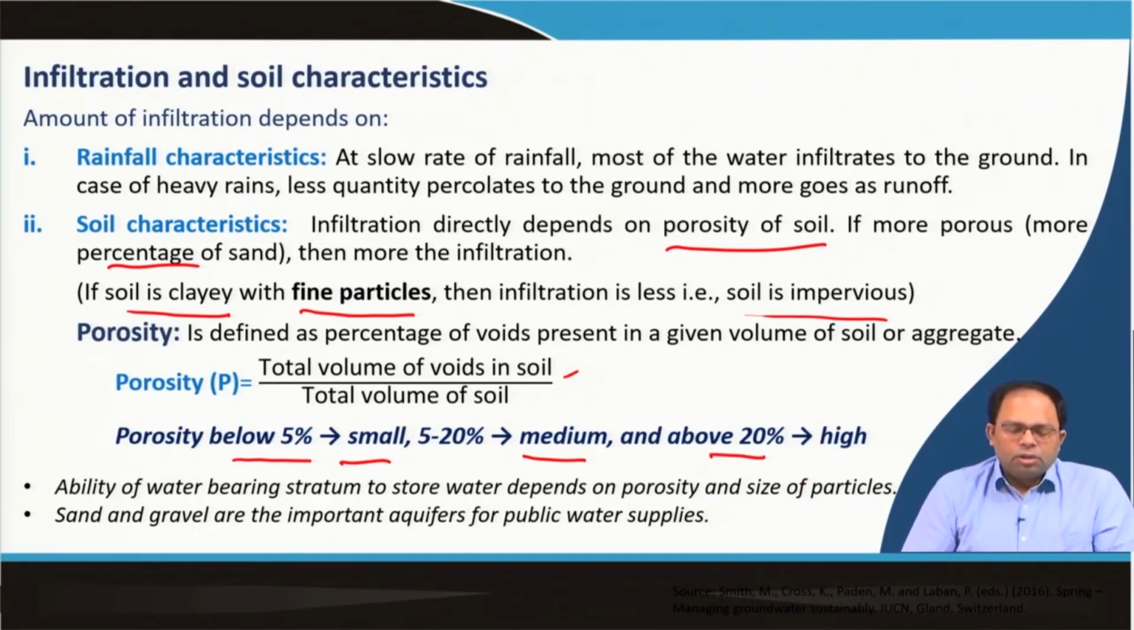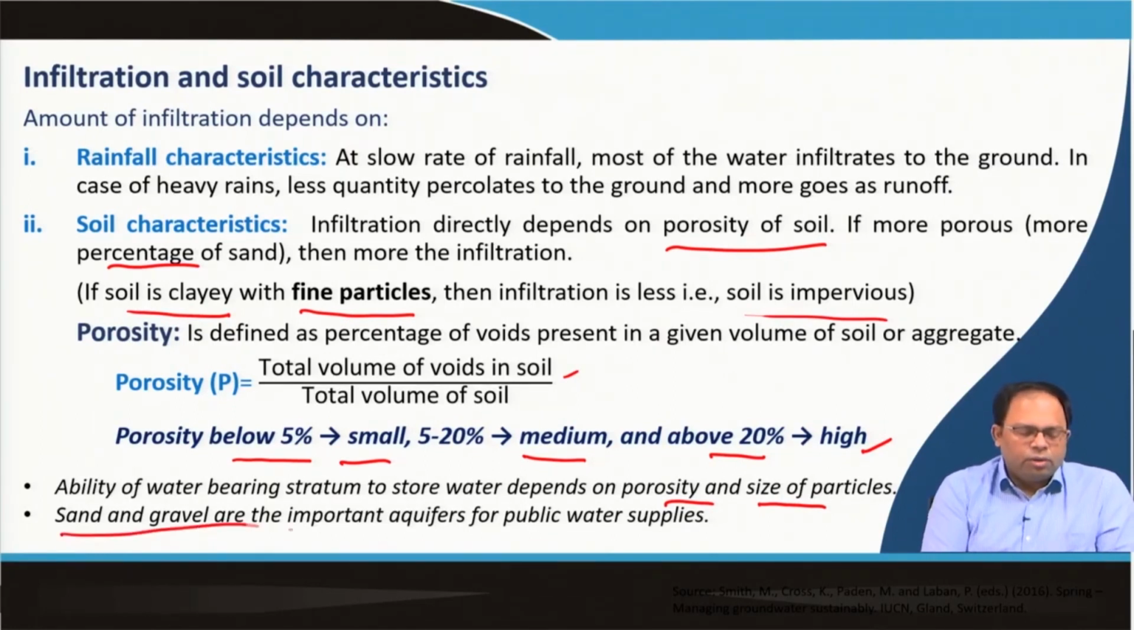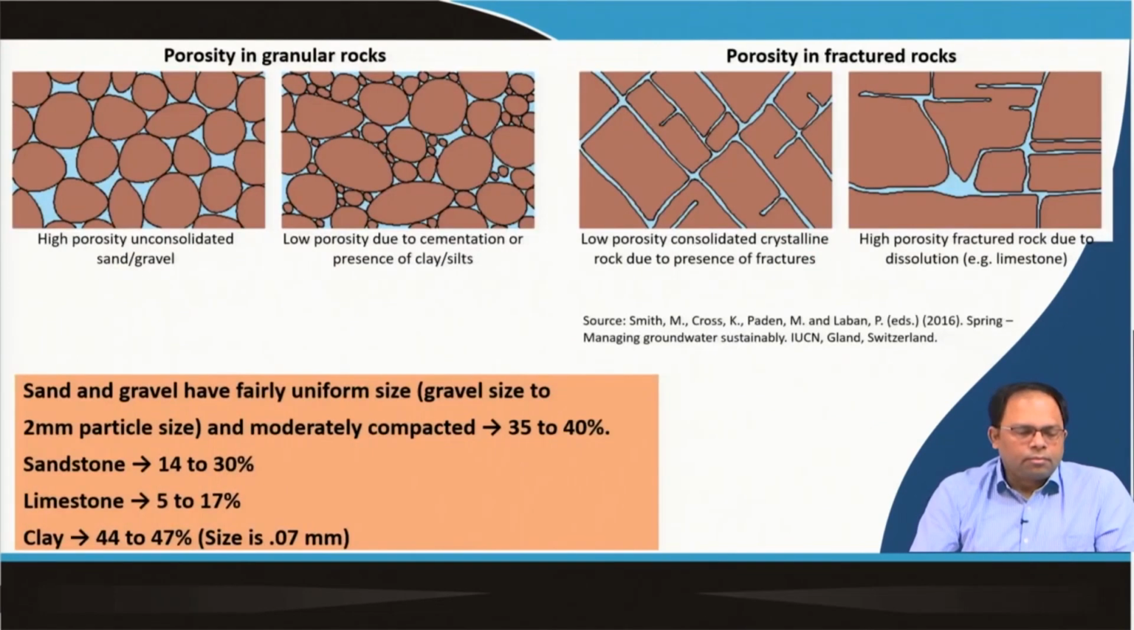So, this is how we can say that the soil is highly porous or less porous, and so on. The ability of a water-bearing stratum, or an aquifer, to store water depends on porosity and size of the particles. As we are discussing, it is not only the porosity, but also the size of the particles which plays a role. And sand and gravel are the important aquifers for public water supply. So, obviously, sand and gravel are good aquifers from where we can draw a lot of groundwater.